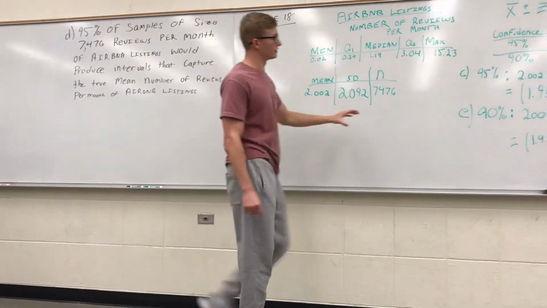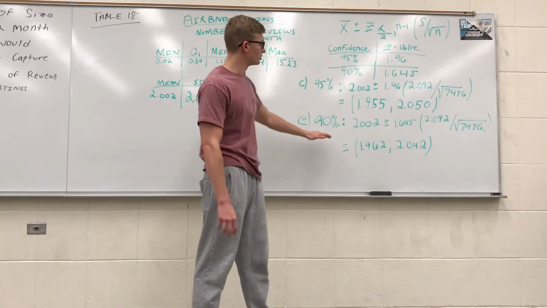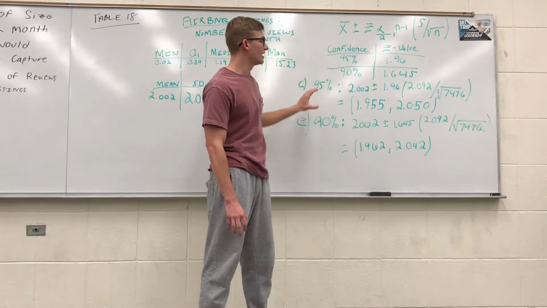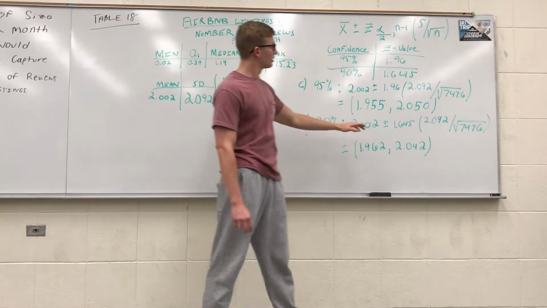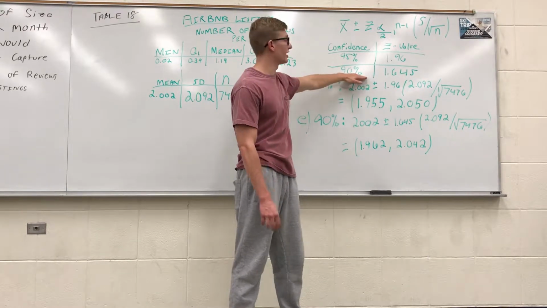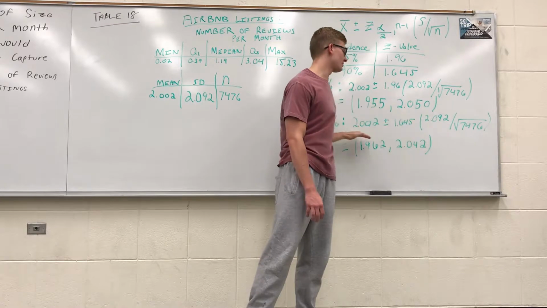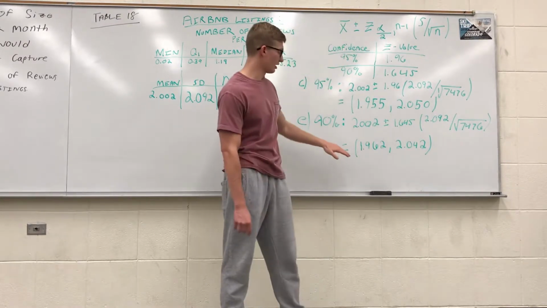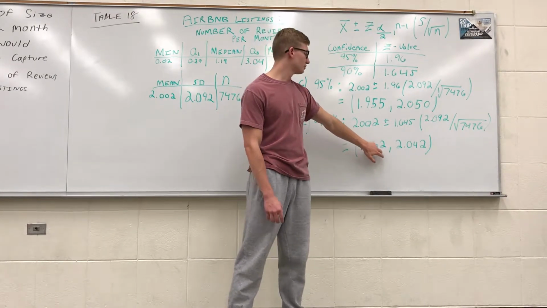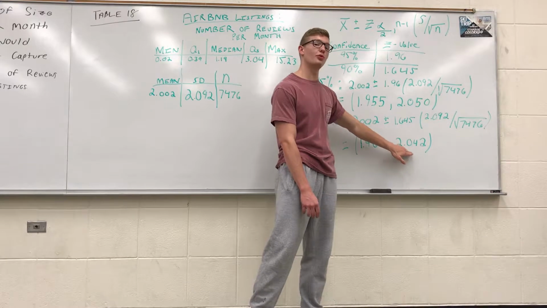Now, coming back over here, we can talk about the 90% confidence interval. Using the exact same method that we used for 95%, except instead of our z-value being 1.96, because we're at a different confidence level now, it's going to be 1.645. Doing the exact same calculation, we get a lower bound of 1.962 and an upper bound of 2.042.